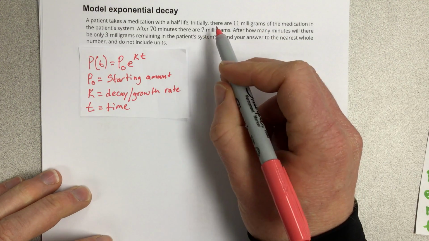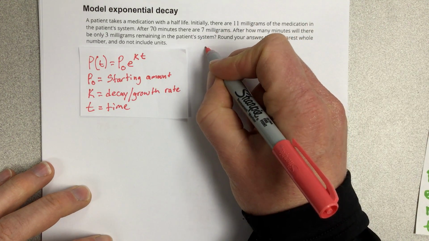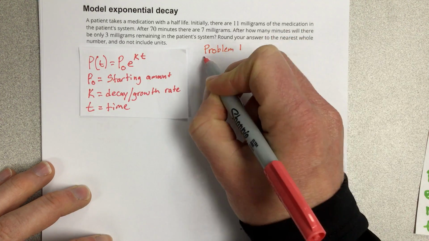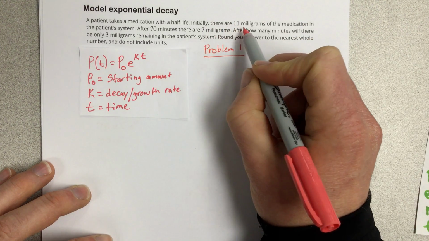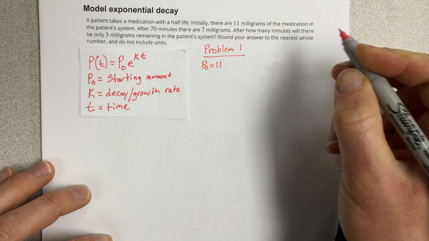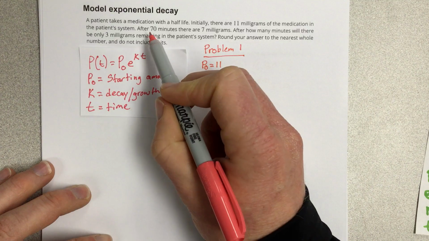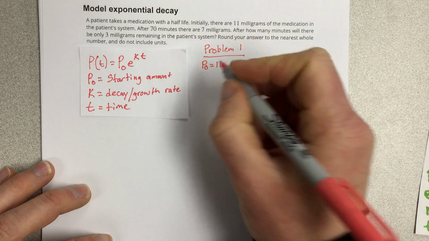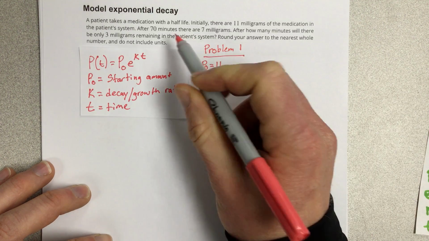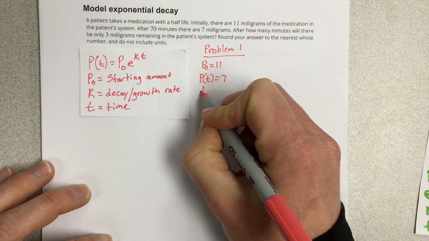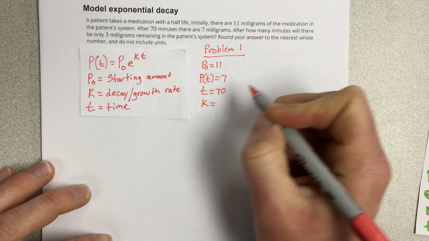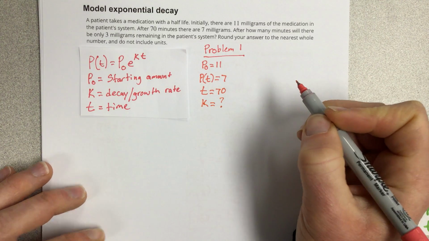They give us some information here, but it's like two problems. So let's write these into two separate problems. Problem 1, they told us that initially there were 11 milligrams, so that means P of 0 is 11. It says after 70 minutes there are 7 milligrams, so P of t would be 7. They give us the time, which is 70 minutes. But what they don't give us is the decay factor. So we don't know the decay factor for problem 1.